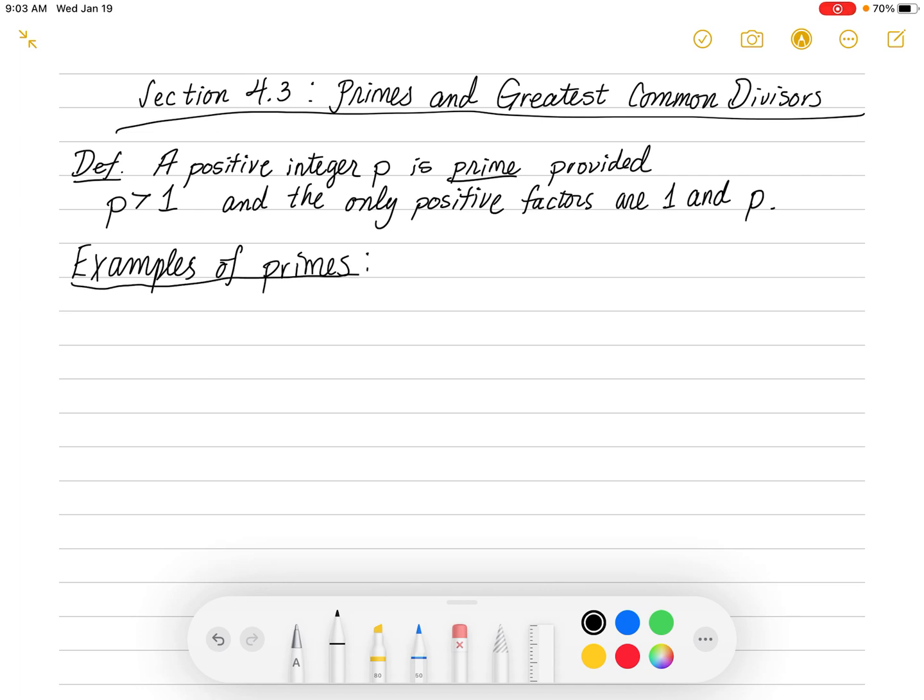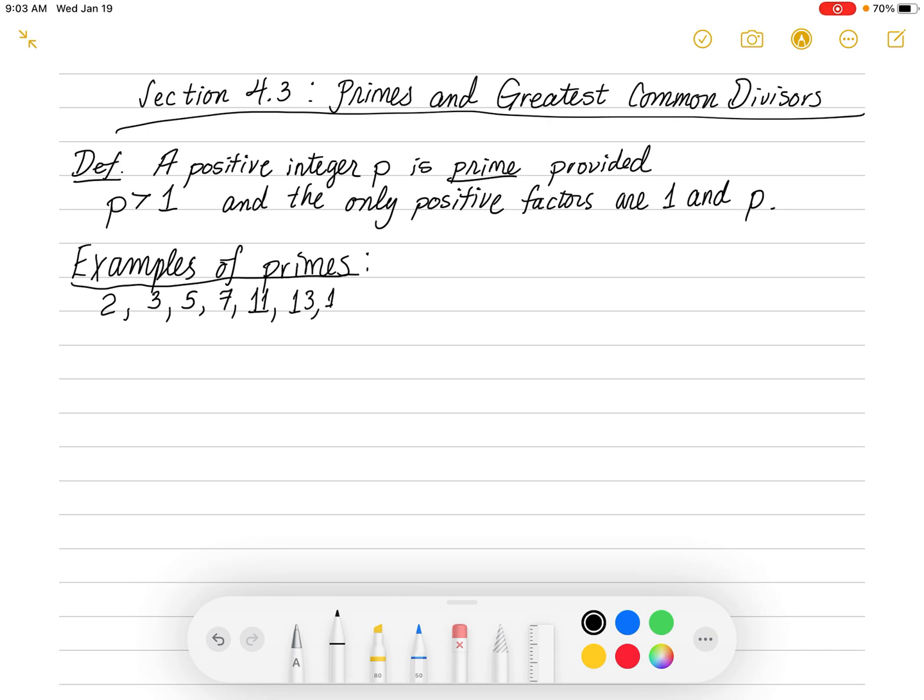So starting with the smallest prime, 1 is not a prime, right? The definition says it has to be bigger than 1. So the first prime would be 2, right? 2 is bigger than 1, and the only positive factors of 2 are 1 and 2 itself. 3 would be a prime, right? It's bigger than 1, and the only positive factors are 1 and 3 itself. 4 is not, 5 is. 6 is not, 7 is. 8 is not, 9 is not, 10 is not, 11 is.